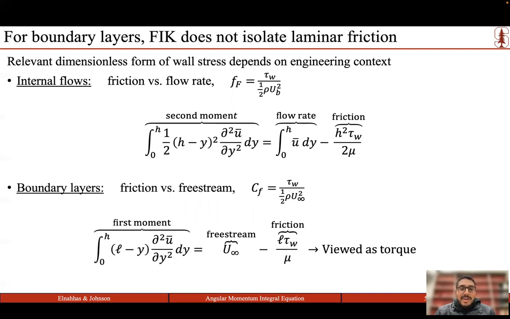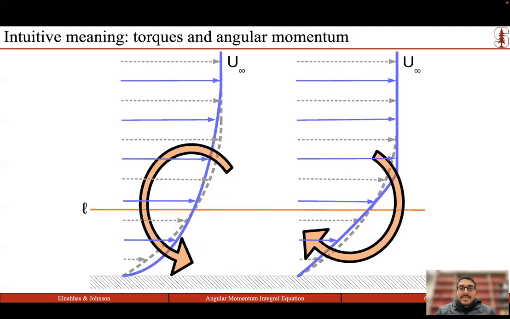However, for boundary layers, what we care about is the skin friction versus the free stream velocity. And to relate these two quantities, we can take a first moment integral of the viscous term, relating, as you can see, the free stream velocity to the friction at the wall. And we can view this first moment as a torque that acts to distort the boundary layer profile, either to increase or decrease the skin friction at the wall.